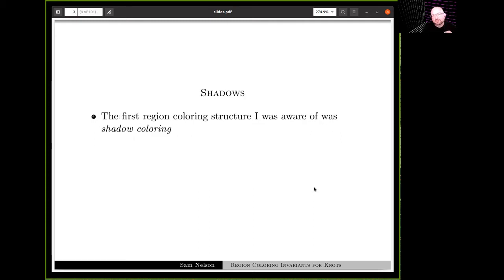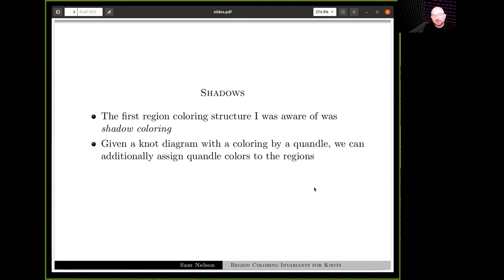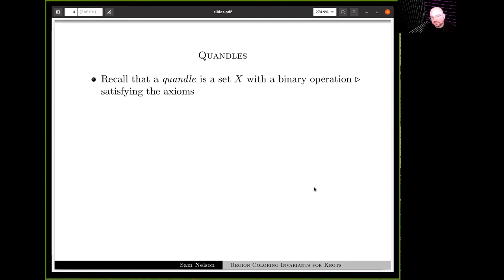So the first such coloring that I ever encountered was something called shadow coloring. Let me tell you a little bit about how that works. We start with a knot diagram that already has a coloring by, for example, a quandle. And given such a quandle colored diagram, we can additionally assign quandle colors to the regions. Here's how it works. First, let me remind you what a quandle is, for those who may not remember.